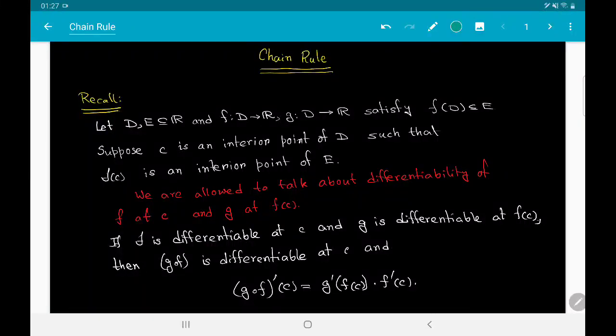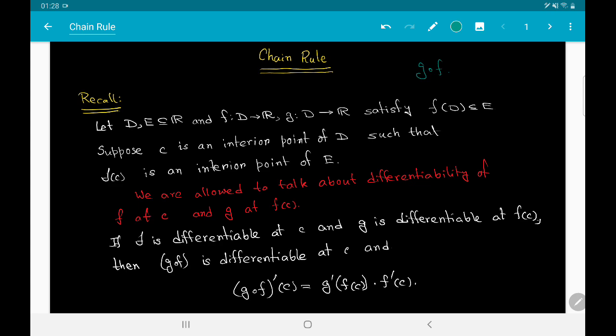When you have been introduced to the differentiability of functions in one variable, then you were also introduced to the notion of chain rule. So briefly speaking, what is chain rule? This tells us how to differentiate the composition of two differentiable functions f and g. So let me recall this briefly.